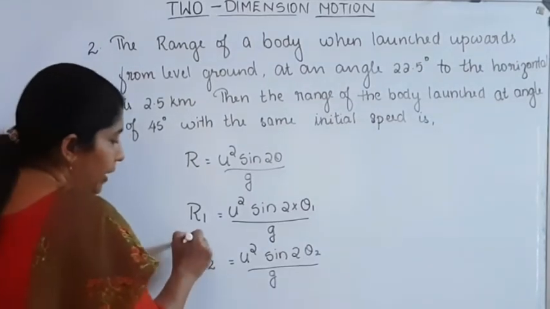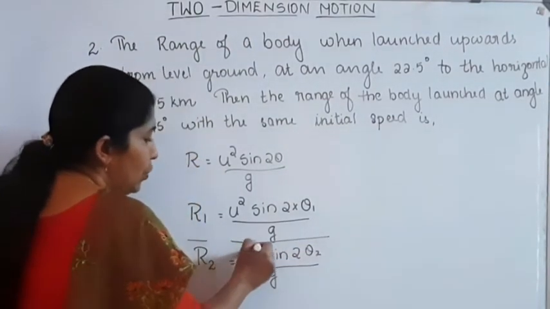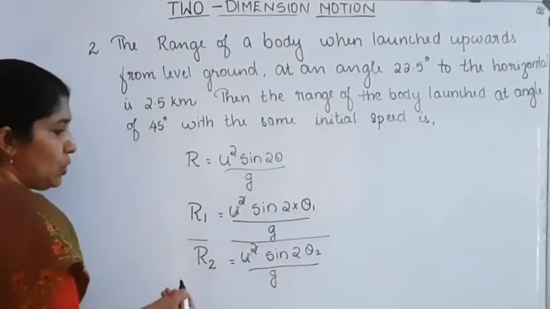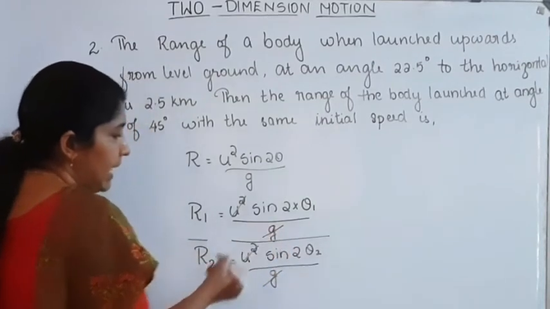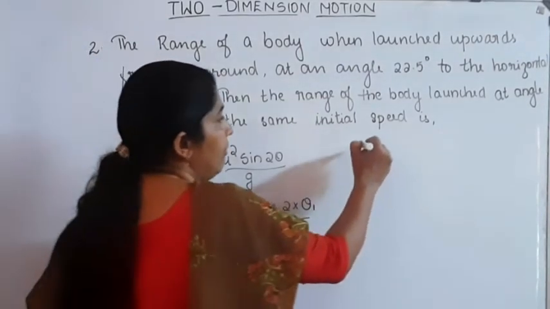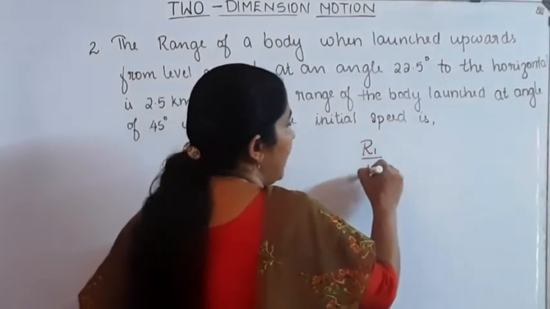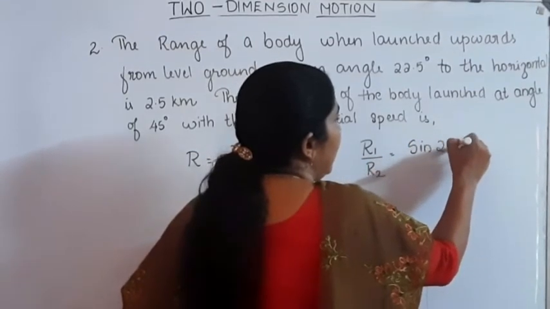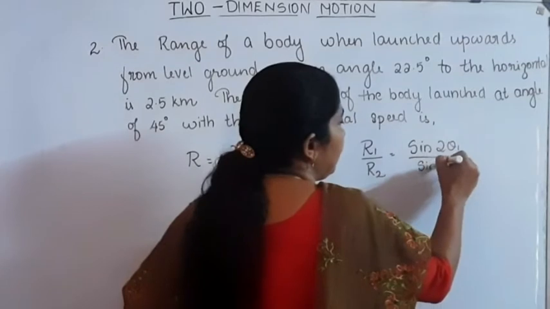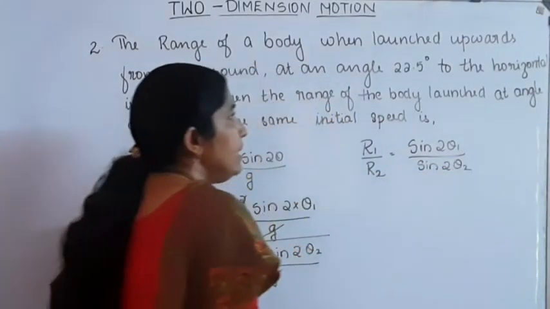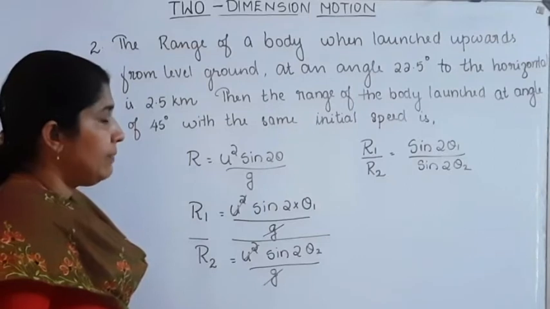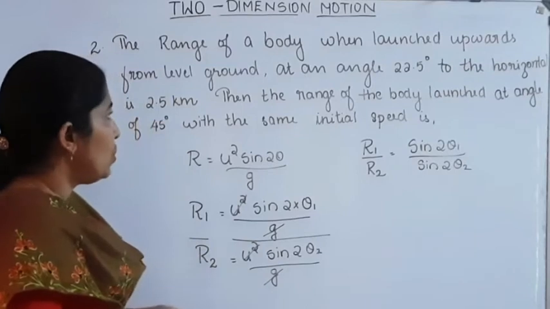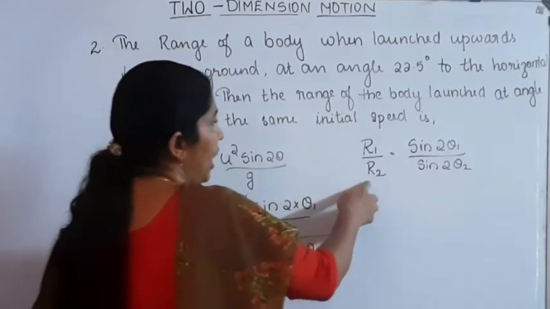Okay. Then, on dividing these two equations, u square gets cancelled because the same initial speed is given in the question. Acceleration due to gravity also gets cancelled. Then we can write R1 divided by R2 is equal to sine 2 theta 1 divided by sine 2 theta 2. Theta 1 and theta 2 are the known quantities. Range R1 is also known. Now we can find out R2.